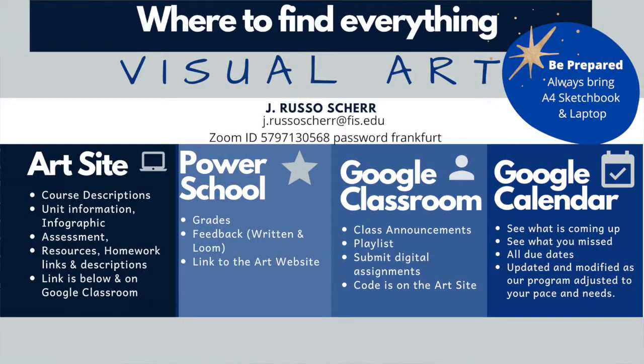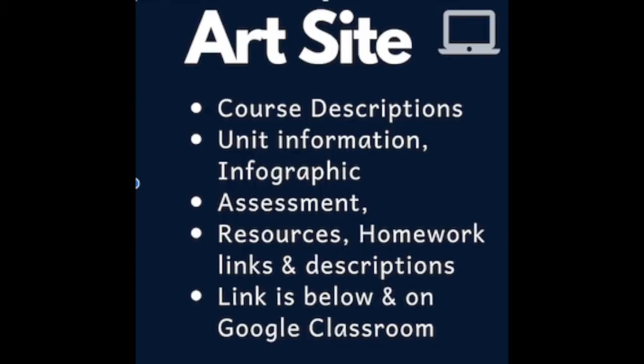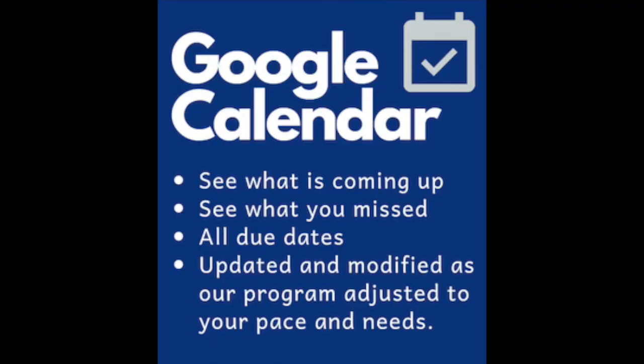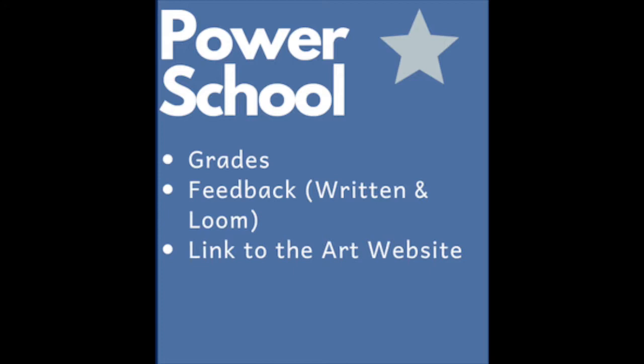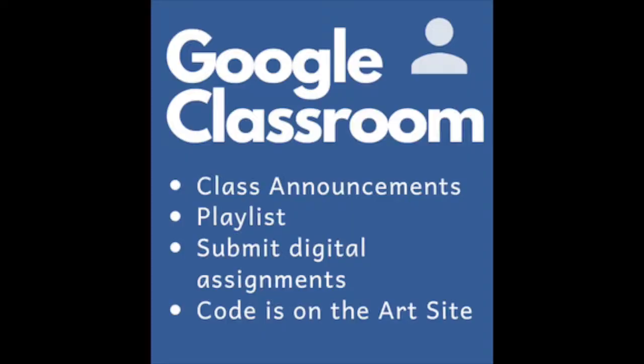There are 4 main places where you'll find everything you need. They are the art site, which is a Google site that has everything related to your curriculum. There's the Google Calendar, which has all the things that we're doing in class, as well as the due dates. There's PowerSchool that has all of the links to those other things and has your grades and feedback. Then there is Google Classroom, and this is where I will communicate with you specifically. And if you have digital things that you're submitting, like your process portfolio, that's where it will go.